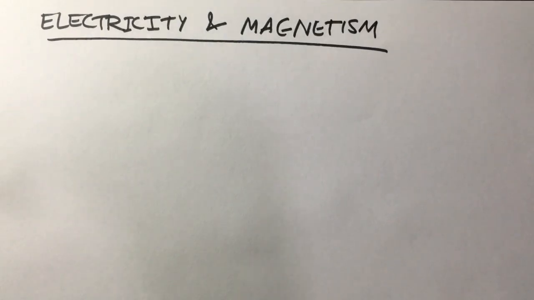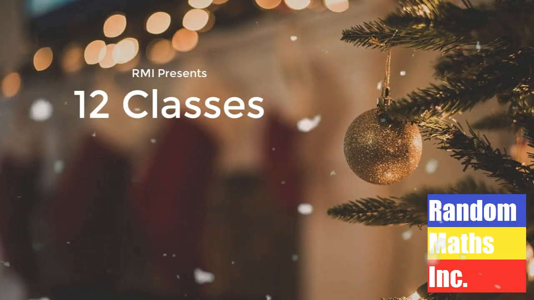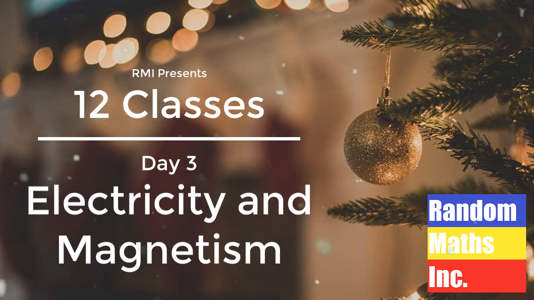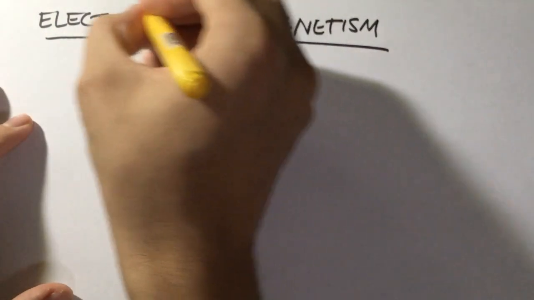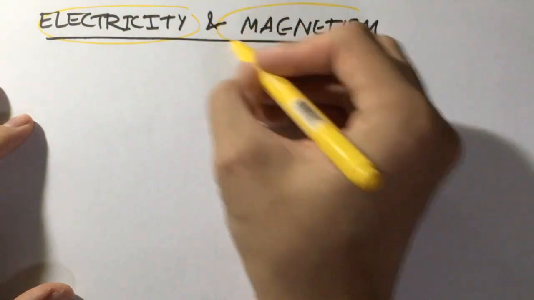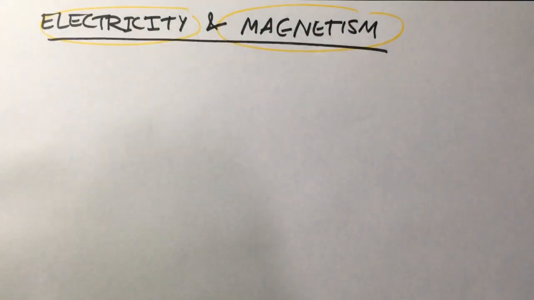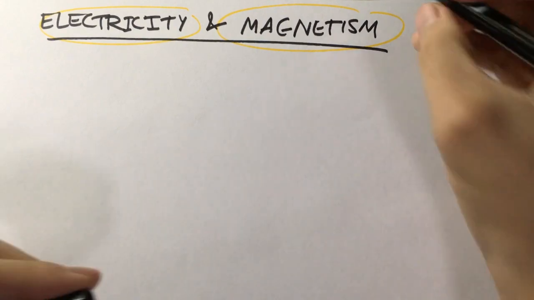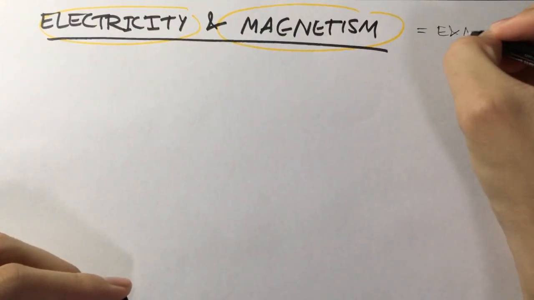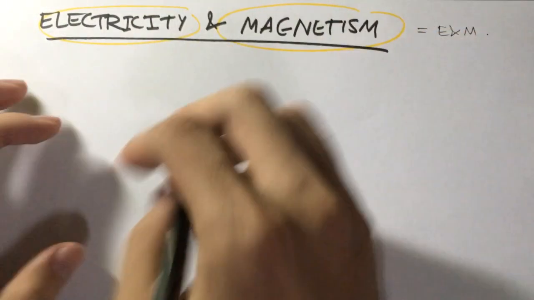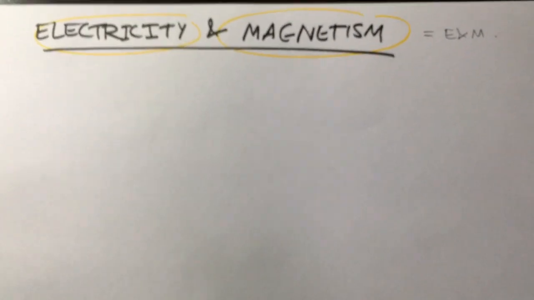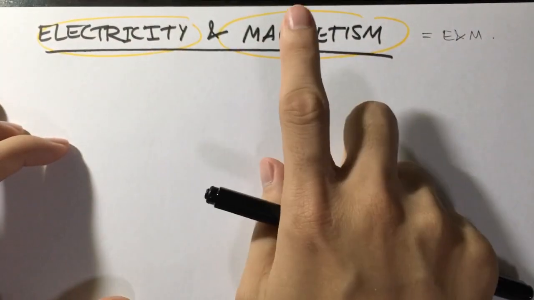So let's get right into it. So what is electricity and magnetism? Well, as the name suggests, this subject deals with two different things: electricity and magnetism. Collectively, we can also call this E and M because it's a lot shorter, so sometimes I'll refer to it as E and M. But basically, in this class, we talk about electricity and we talk about magnetism.